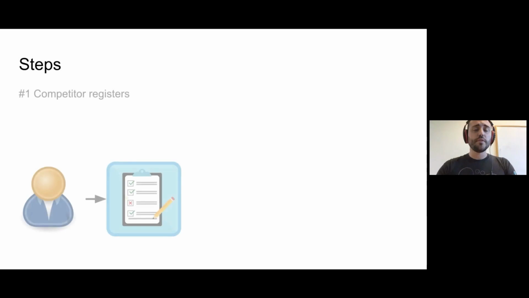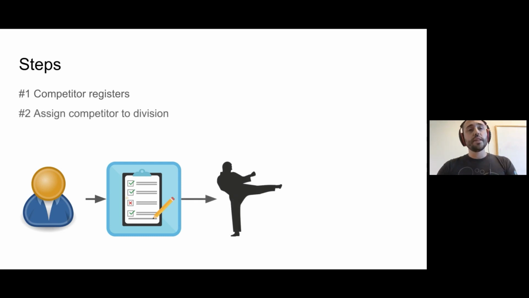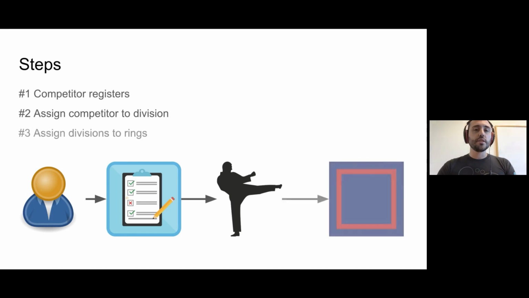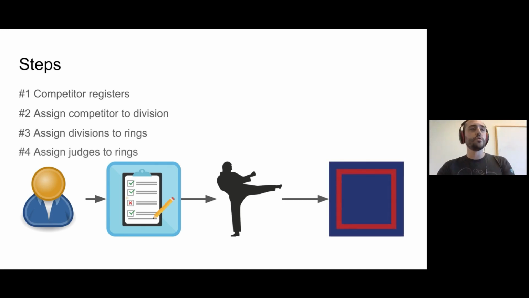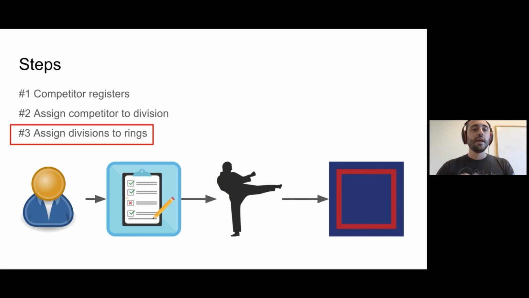Well, the simple steps of how someone gets in is that a competitor is going to register. They're going to sign up to participate. Whenever they register, they get to select the different divisions that they get to compete in. So the competitor gets assigned to a division, and then ultimately we have to assign those divisions to rings. And then lastly, we have to assign the judges to the rings in order for the competition to actually begin. For this talk, we're going to ignore the judges because that's not yet put into place, but we are going to start talking about how we assign divisions to the rings.